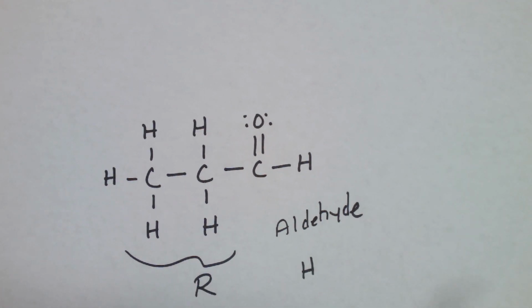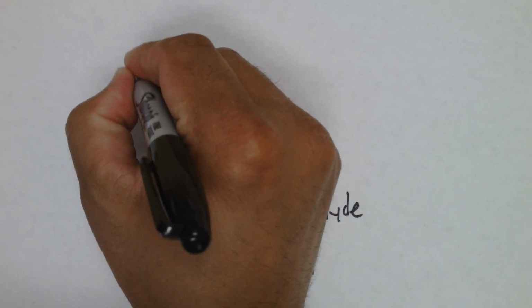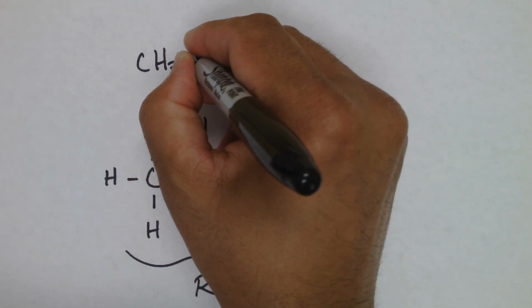So let's draw that condensed formula. We'll start grouping these atoms. There's a CH3 at the end. This CH3 group is then bonded to the methylene group, CH2.